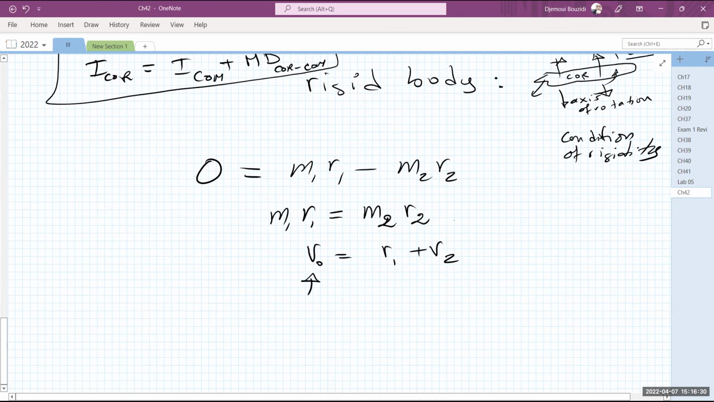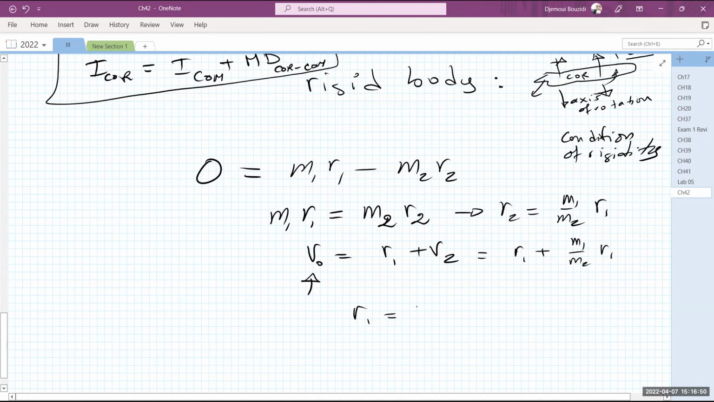So we need to solve this equation for R1 and R2. Obviously, this equation already gives me one of them in terms of the other. So I'm going to get M1 over M2 times R1, plug it into this equation. So that becomes R1 plus R2, and R2 is M1 over M2 times R1. And this gives me R1 in terms of the two.